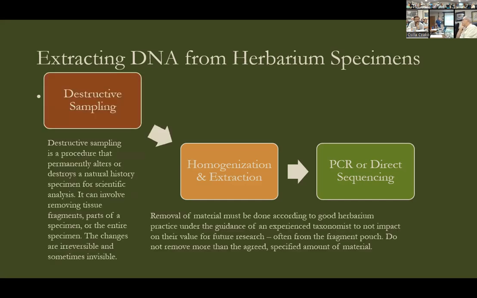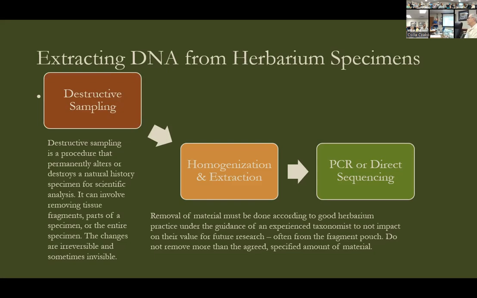experimentation with that data. Destructive sampling by definition is a procedure that permanently alters that specimen, that collection. It can involve removing parts of it, something that was broken loose. It is a part of the definition that it can involve the entire specimen, but you don't hear that; that happens very rarely. So the changes are irreversible, of course, but often invisible.